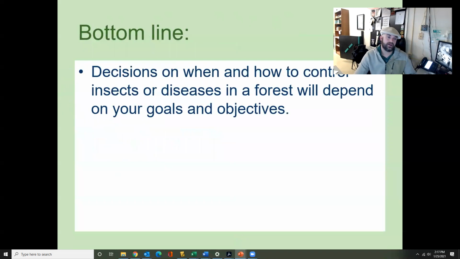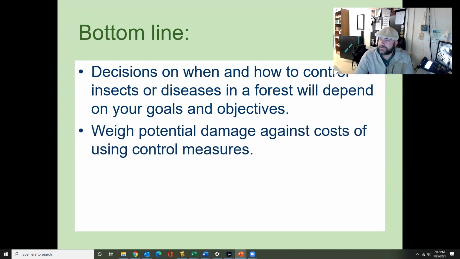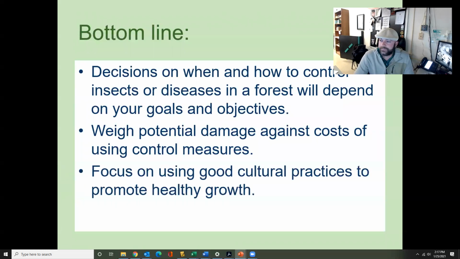Our bottom line here: decisions on when and how to control insects or diseases in a forest will depend on your goals and objectives. Weigh potential damage against cost of using control measures, and focus on using good cultural practices to promote healthy growth. So I can't stress enough having a pest management plan, depending on the land you own, the business you own, who you're working for. And if you are doing your own pesticide treatments, please encourage the companies or people you're working for to have a plan in motion just in case they start running across some of these.